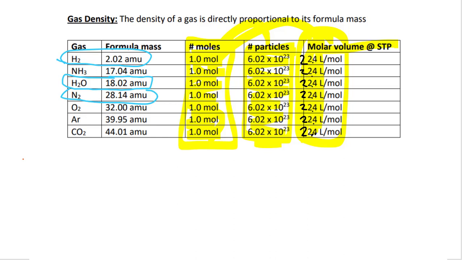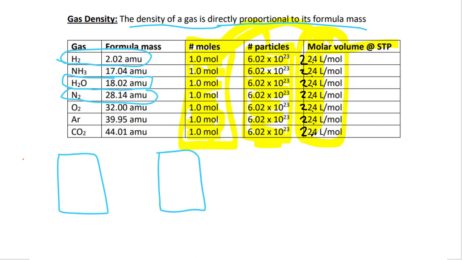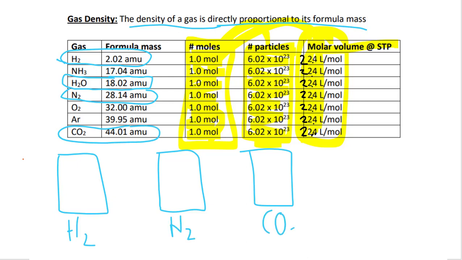So notice that my formula mass is increasing with this table, which is essentially telling us that the density is increasing. So remember, the density we just said was directly proportional to its formula mass. The greater the formula mass, the greater the density. Because if you think about it, let's say I have 3 containers that are exactly the same. This one's H2, this one's N2, and we're also going to use carbon dioxide here, so this one's CO2.